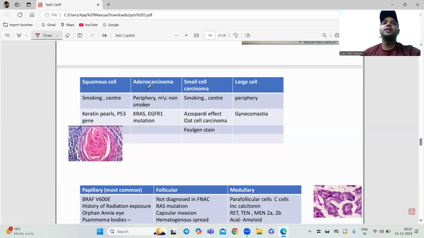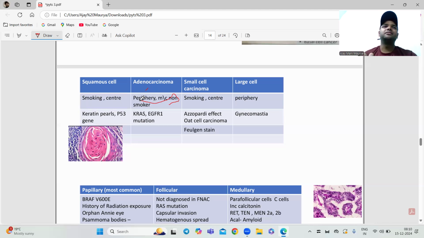It is seen in non-smokers and passive smokers. Guys, they will give big questions. You just have to find the important points so that you can identify which type of cancer the question is about.